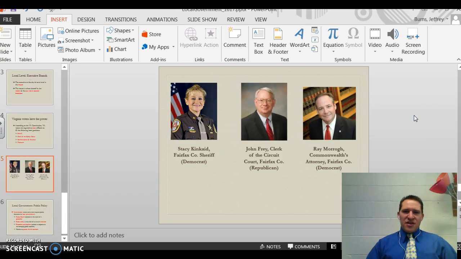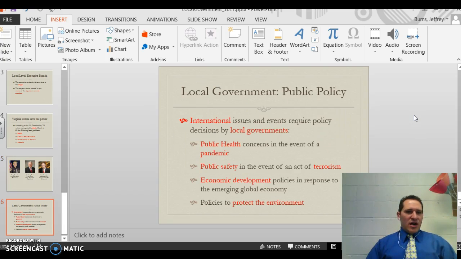By the way, there's our sheriff, clerk of the circuit court, and there's the Commonwealth's attorney. A few different details there of some people in Fairfax County. All right.